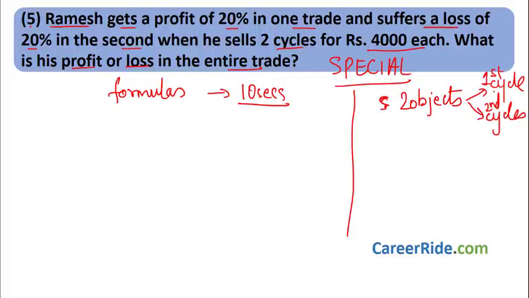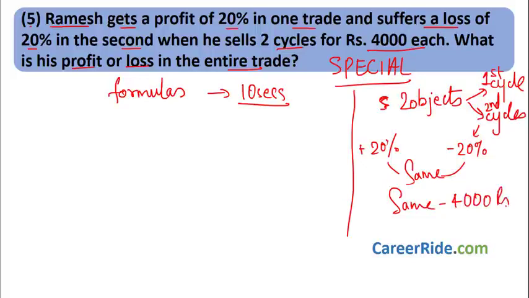While selling the first cycle, Ramesh gets a profit of 20%, okay? And while selling the second cycle, he gets a loss of 20%. You see the profit and loss percentage is the same over here, right? Now another specialty about this sum is that the selling price for both the cycles is the same, that is 4,000 rupees, okay? Both cycles are sold for 4,000 rupees. In one case he gets a profit of 20%, in the other case he gets a loss of 20%.